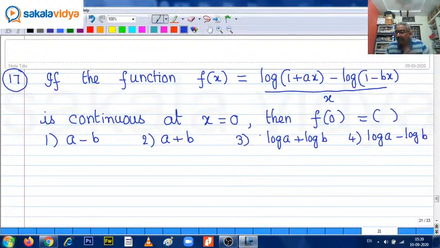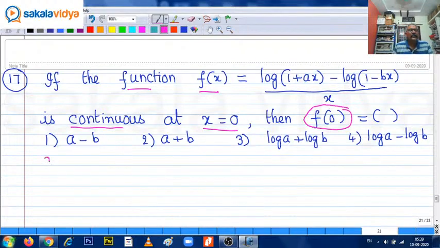This is a very important question for limits as well as for continuity. Both will be covered. The function f of x is equal to log of 1 plus ax minus log of 1 minus bx upon x is continuous at x equals 0. Then we need to find out f of 0. What is f of 0?